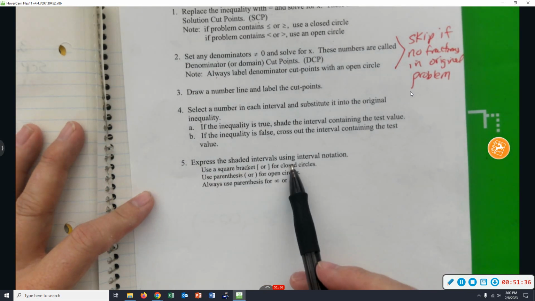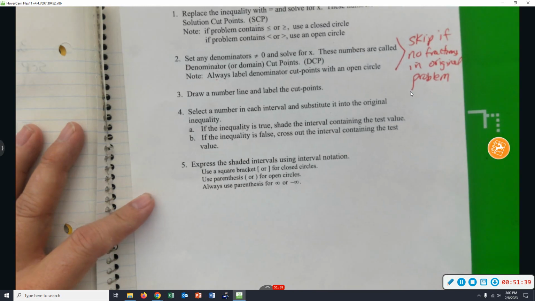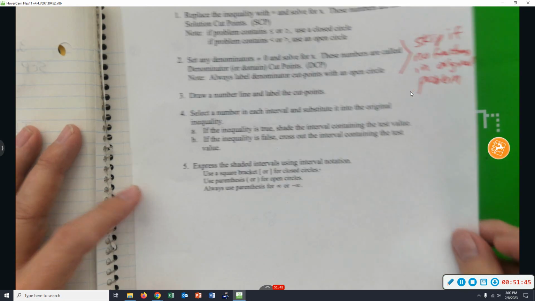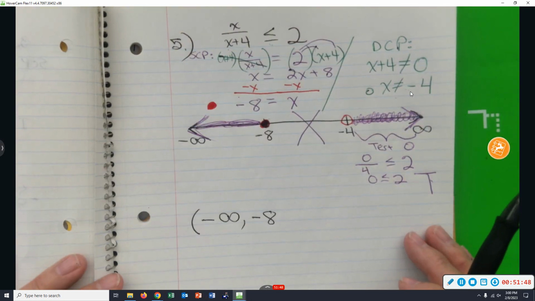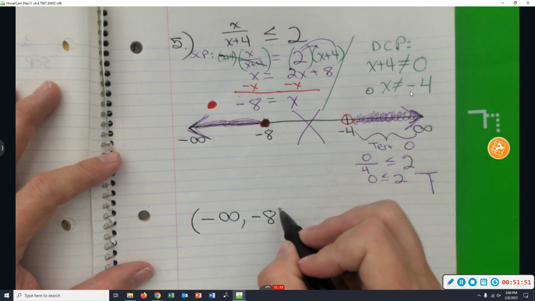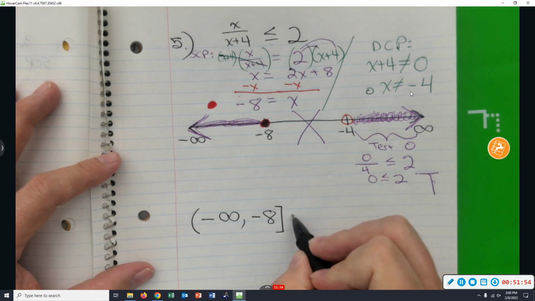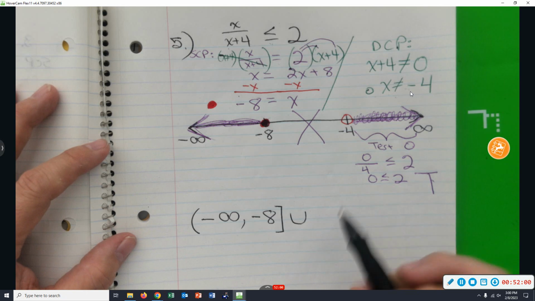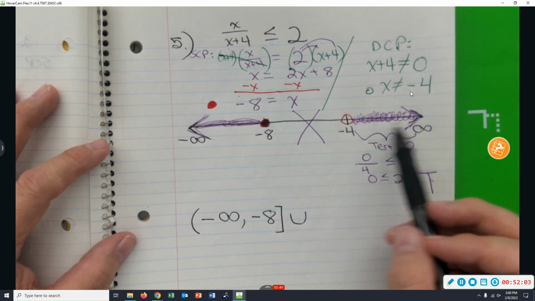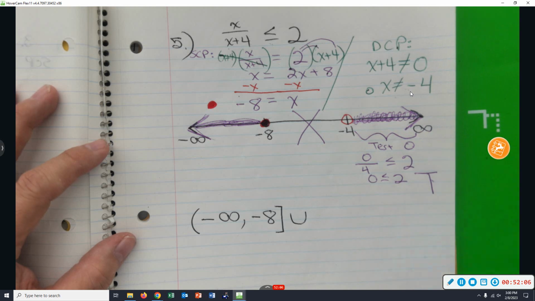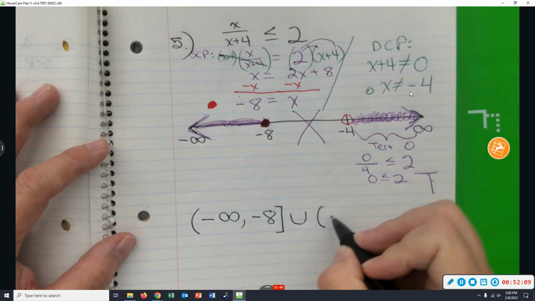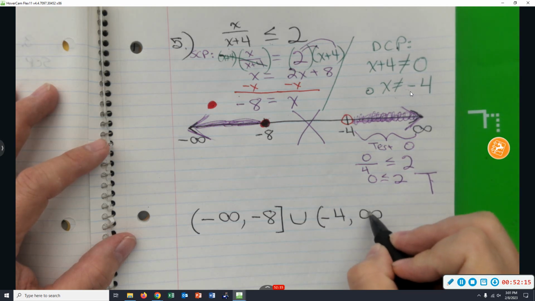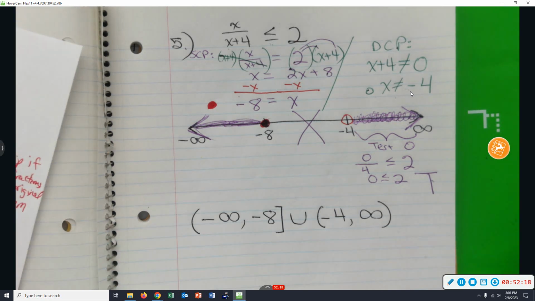Use brackets for closed circles. Use parentheses everywhere else. You only use a bracket at closed circles. Maybe that's what we should start saying. So bracket. Then you have to use the little union symbol to say set union. Am I going to have any brackets on this second interval? No, because there's no closed circles. I'll have a parenthesis, comma, an infinity. Okay.